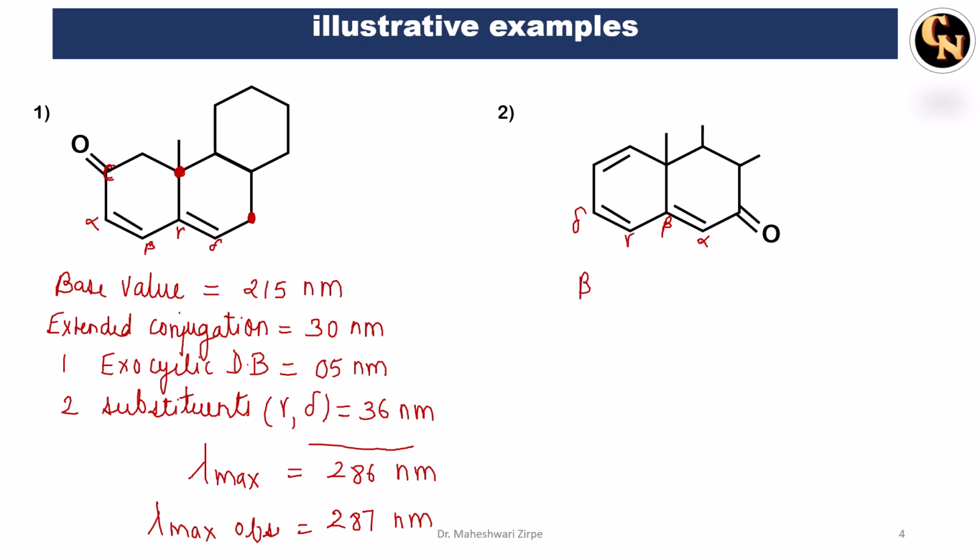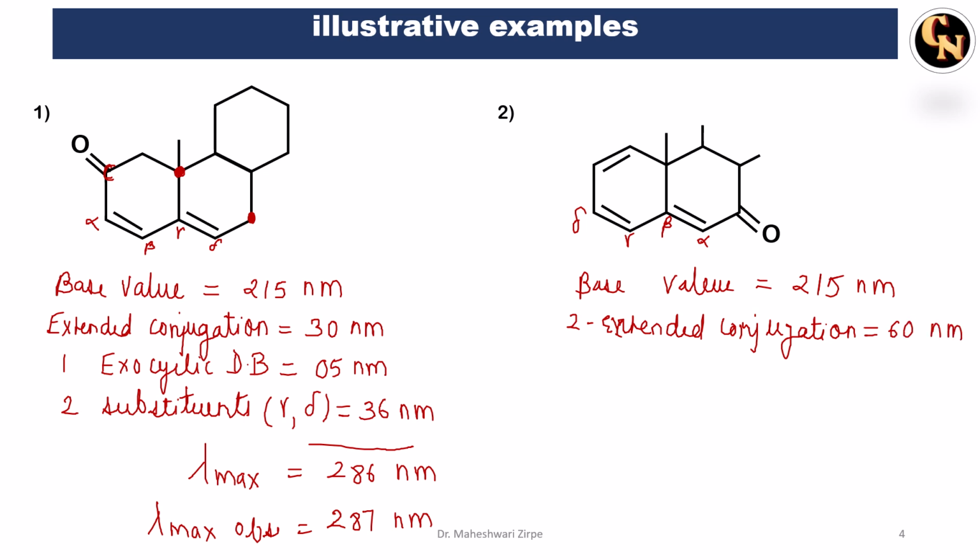So the base value here is 215 nanometers. Then we have two extended conjugations. There are how many? Two extended conjugations, that is gamma delta and the next one. Okay, these are your two extended conjugations. So how much will you add? For one extended conjugation you added 30. So here it is two extended, so we should add 60 nanometers.